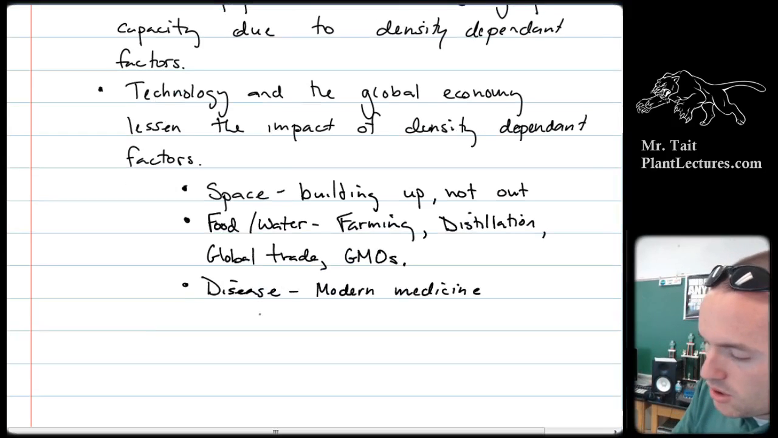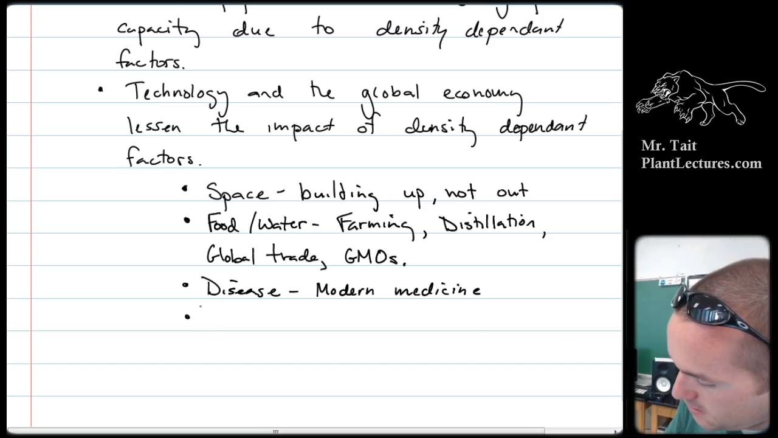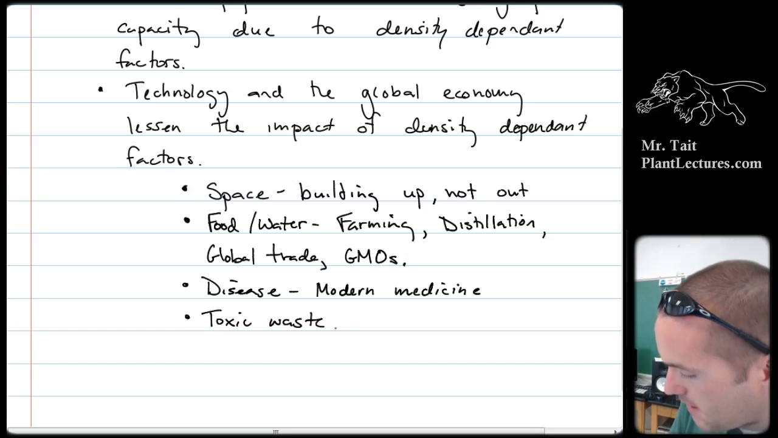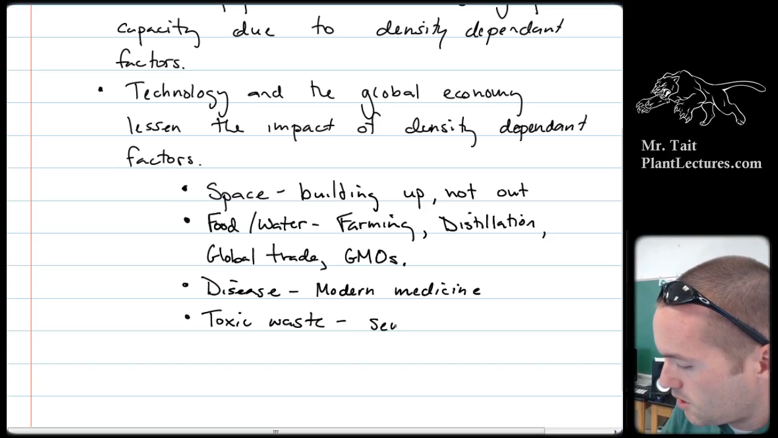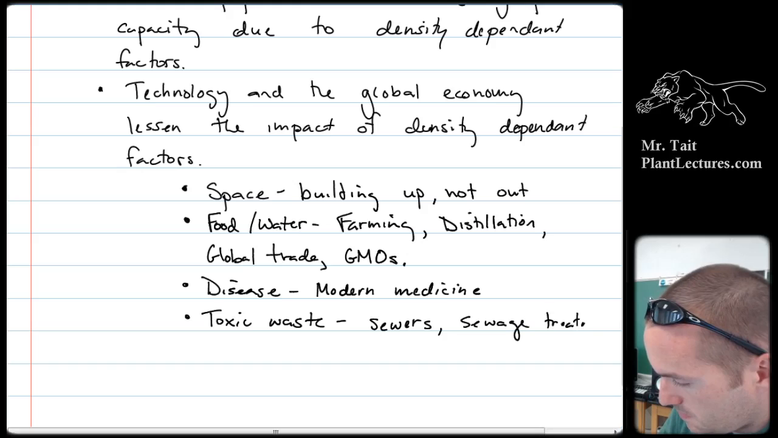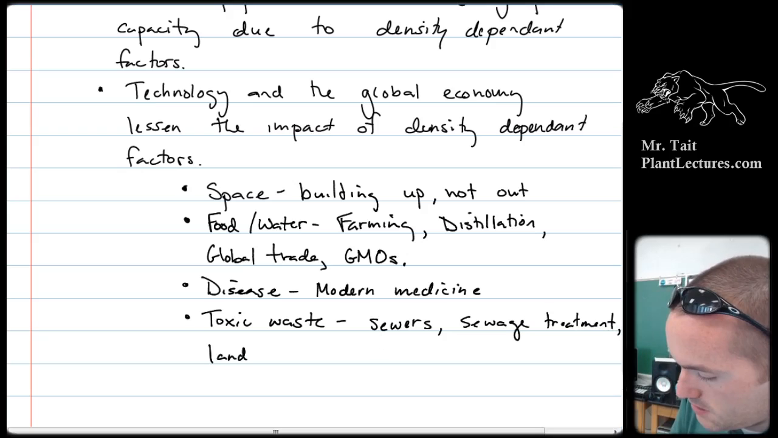Okay, so what else? Yeah. Could you also put sanitation with disease? That's gonna go next, right? Because what's the other density-dependent factor? Built up toxic waste. And yeah, sanitation and sewers, sewage treatment plants, landfills, recycling.